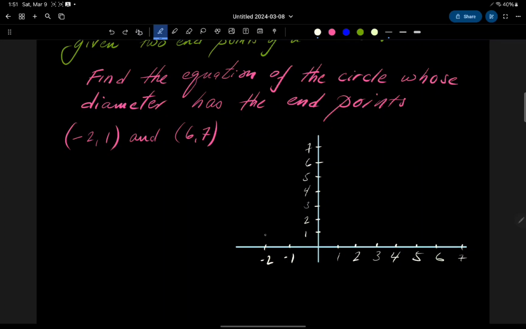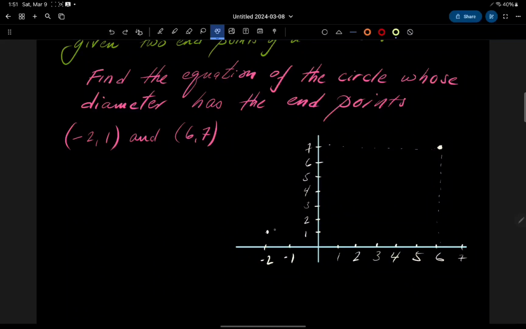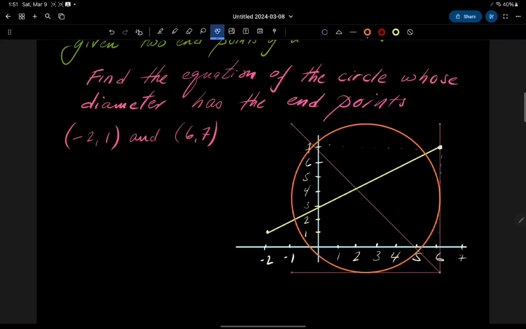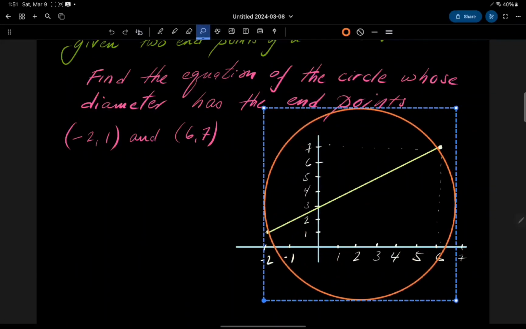Well, you don't need to graph this, but let's just graph it for visualization reasons. At -2, 1 we have a point right here, and 6, 7 would be somewhere around here. That's the other endpoint of the diameter. Let's draw the diameter in. And we have a diameter right here. Now let's draw a circle in. And that's the circle.